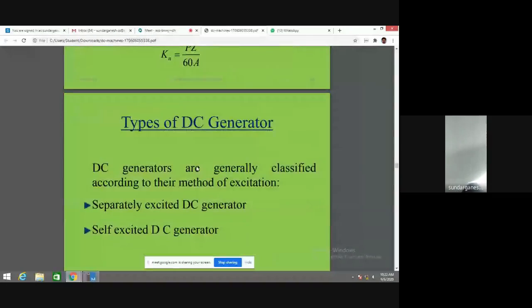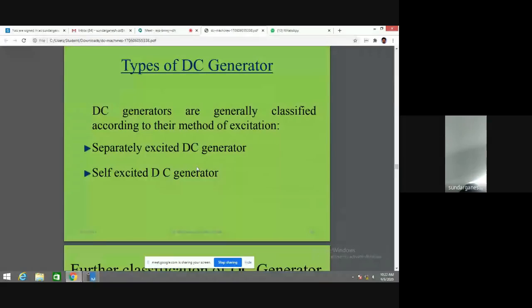Next, what are the types of DC generator? For a DC generator, there are two types. It is mainly classified into two types depending upon the input method, that is, how we are giving the supply. One is the prime mover, mechanical energy for the rotor. Another one is the DC supply. Depending upon this input method, we separate into two types: one is separately excited, another one is self-excited.